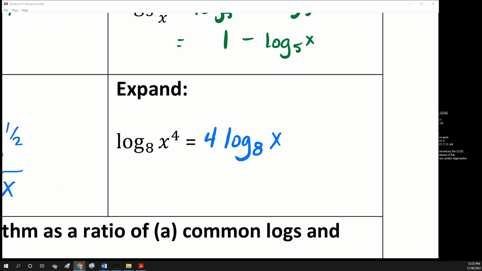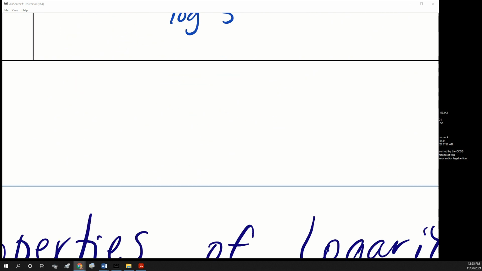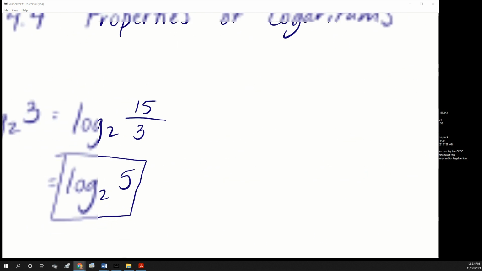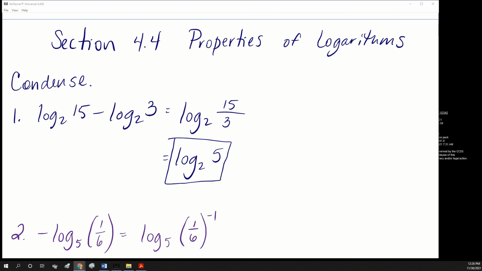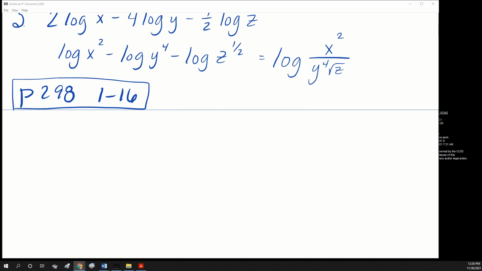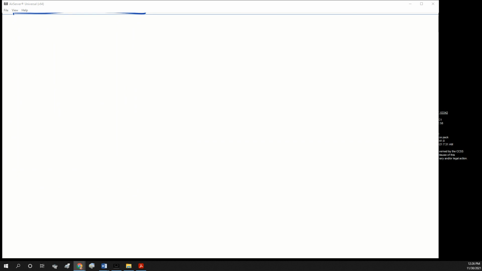All right. So if you guys have room on the back, you're going to continue these notes. If you don't, then just grab another sheet of paper. All right, so we stopped at 5, so we're going to pick up at 6, and our directions today are going to be to expand.